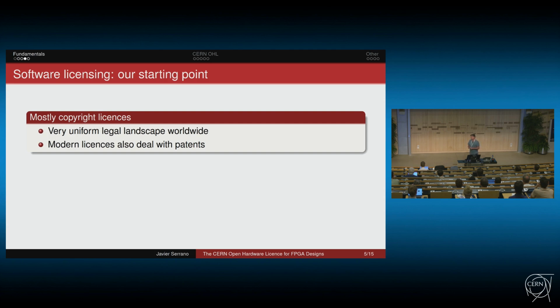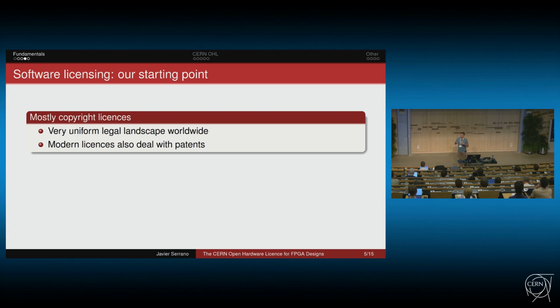Modern software licenses also cover patents, because patents became a thing a few years ago in software as well. In hardware, they have always been important. But modern software licenses not only say you have the right to copy, to modify, and redistribute, but they also say, by the way, I'm promising you that if you use what I'm giving you, I will not sue you for patent infringement. It sounds a bit preposterous, it sounds crazy, but it can happen. So modern licenses also give this reassurance to the licensee.